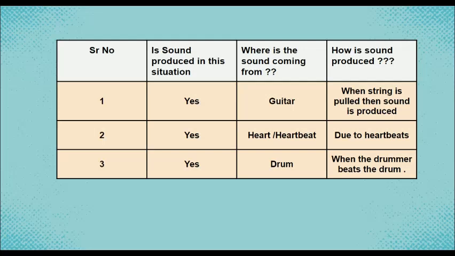In the second picture, the sound was coming from the heart or the heartbeat, if we can call it, and it was produced due to the heartbeats, dil ke dharakne ki wajah se. And in the third picture, the sound was coming from the drum when the drummer beats the drum.